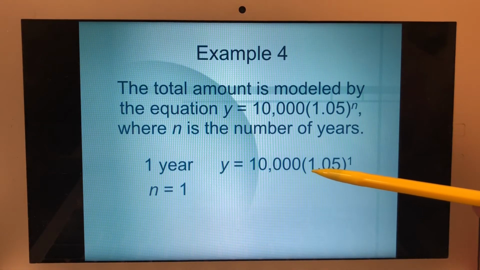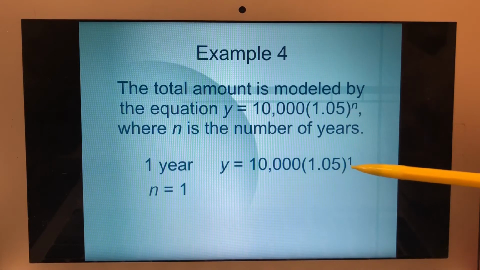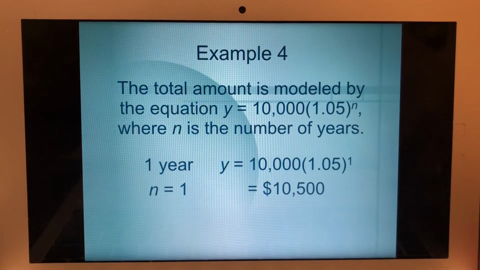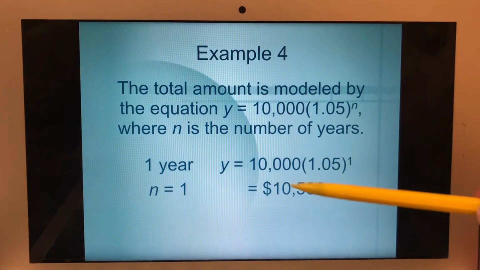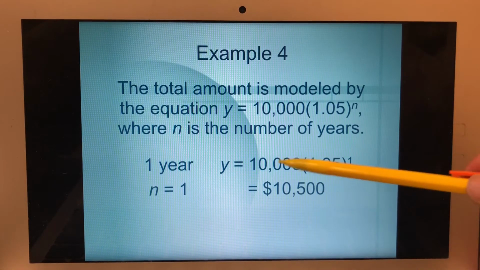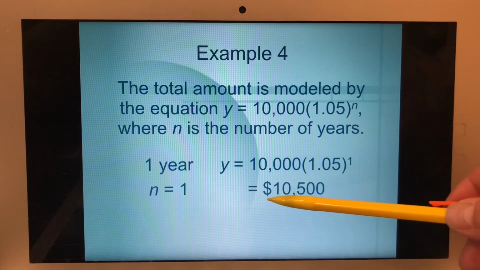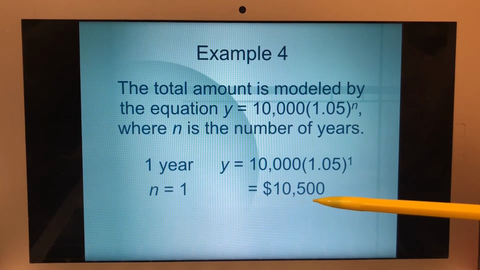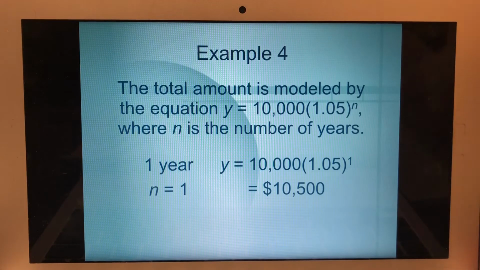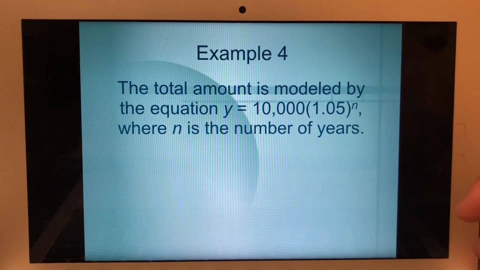$10,000 times 1.05 at 1 year. That means in 1 year, you're going to earn $500 interest on $10,000 of an investment. You add that, and by the end of the year, you're going to have a total of $10,500. Pretty good investment, isn't it? I would say so. We're earning $500 at the end of the year.